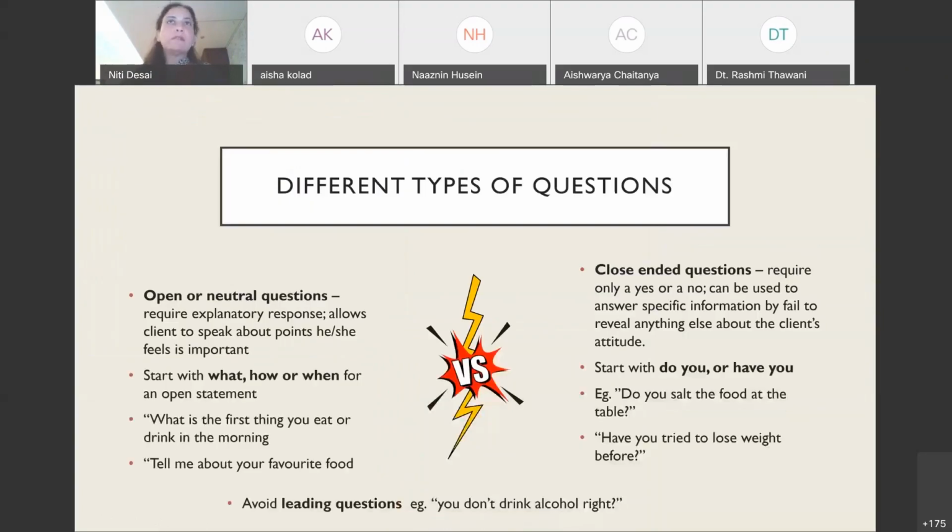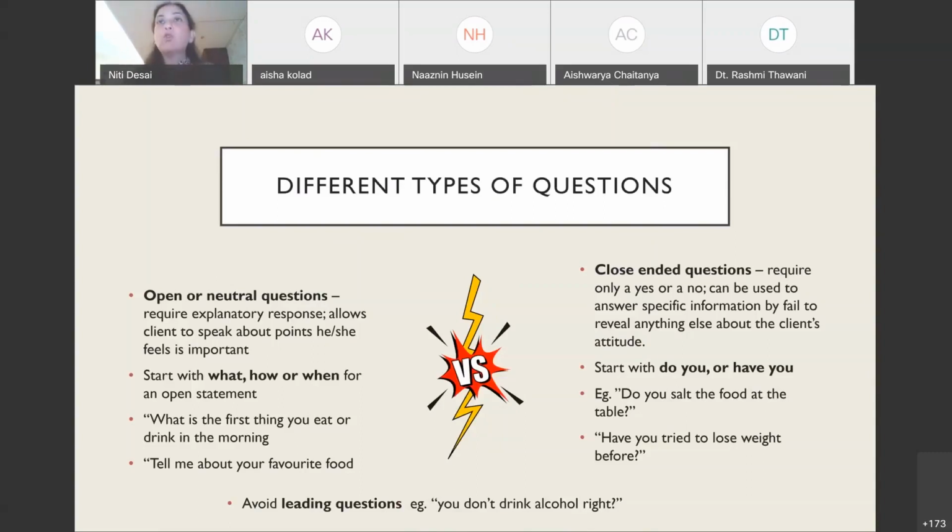Of course, different types of questions. Generally, we would start with an open or neutral question as to what is the first thing you eat or drink in the morning. Start with that, or tell me about your favorite foods. One should avoid leading questions like, you won't be having alcohol, right? I mean, you don't smoke, right?